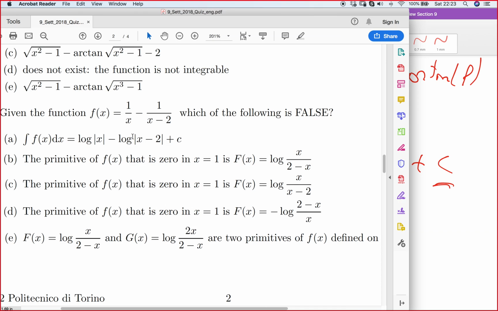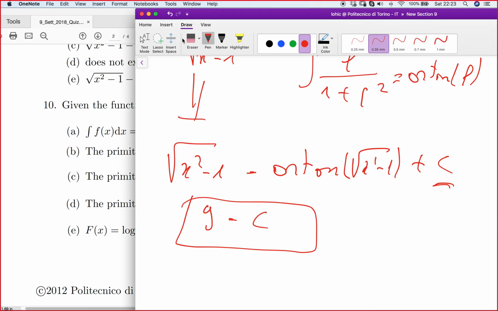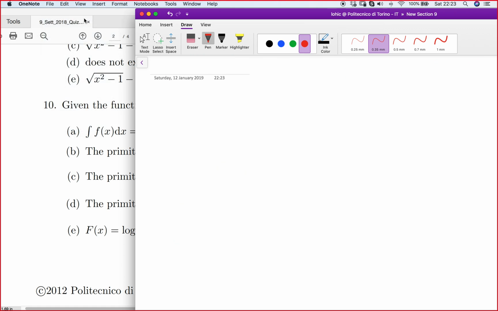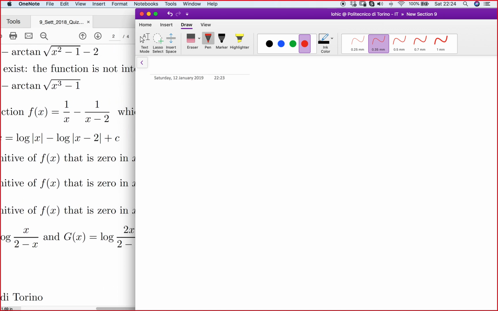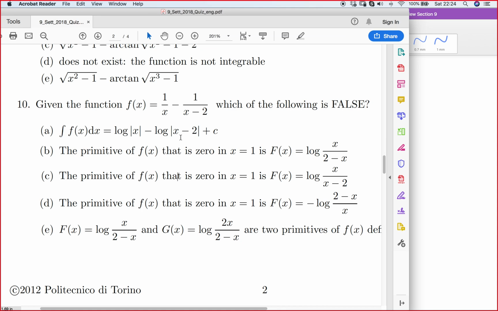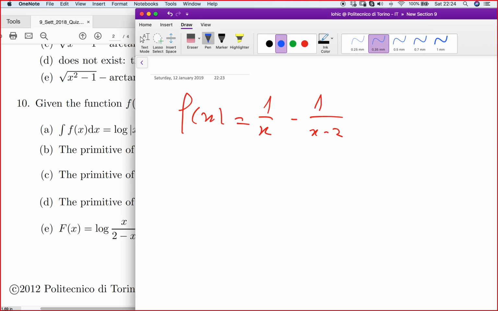Then, given the function f of x equal to 1 over x minus 1 over x minus 2, which one of the following is false? Okay, so let me clean the board. So you have the function f of x equal to 1 over x minus 1 over x minus 2. We are finding the one which is false. Okay, so this says that the integral is equal to this. This is true, yes or not?